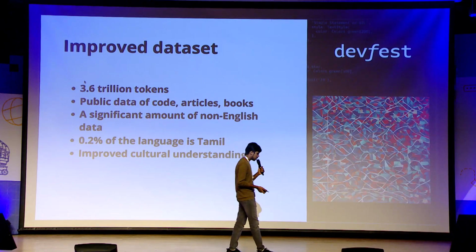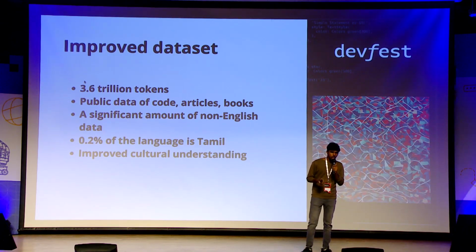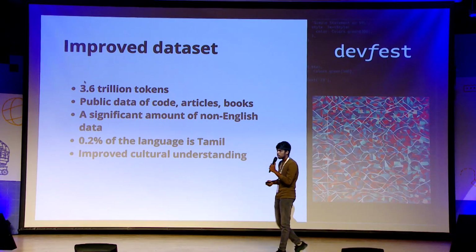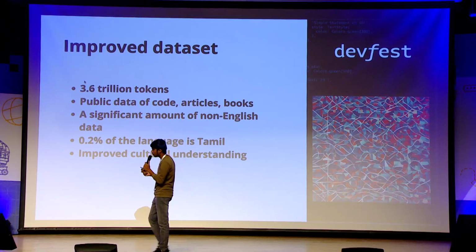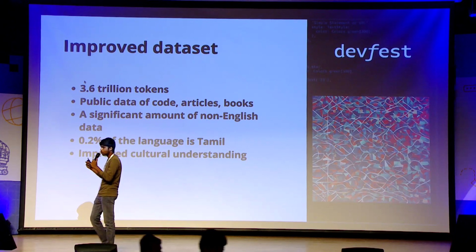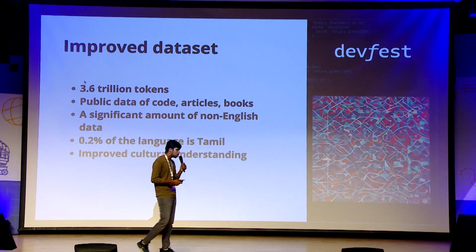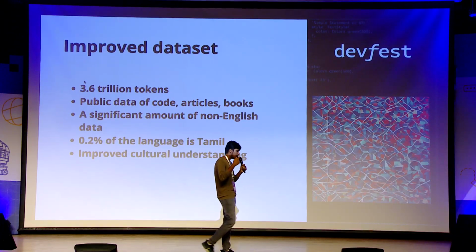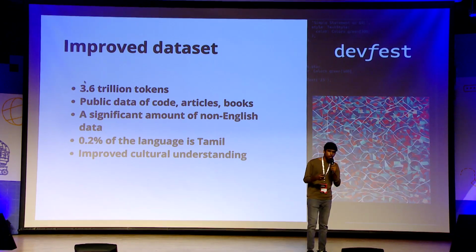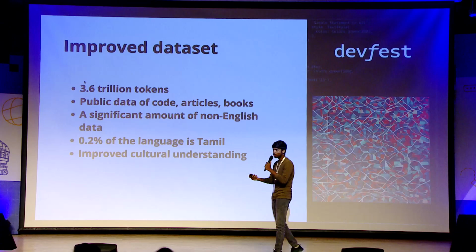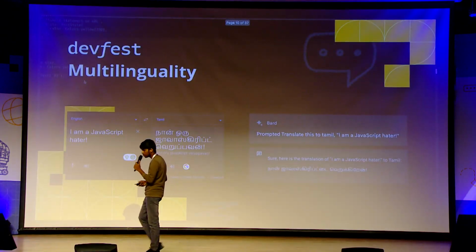So improved data set, as usual, it used huge amounts of data. In fact, it's so awesome to know that the language distribution in Palm 2's data set consisted of 0.2% of Tamil and other numerous languages, right? A significant amount of non-English data were used. By using multiple languages, this improved data mixture allowed the model to grasp more cultural data or cultural experiences by learning on them.